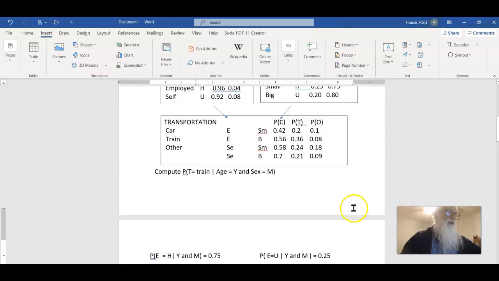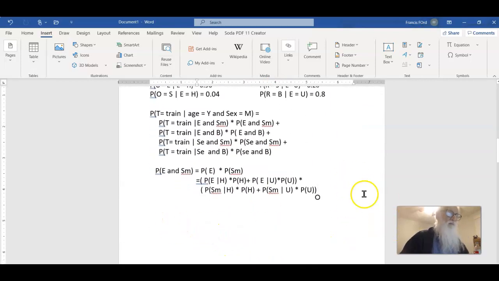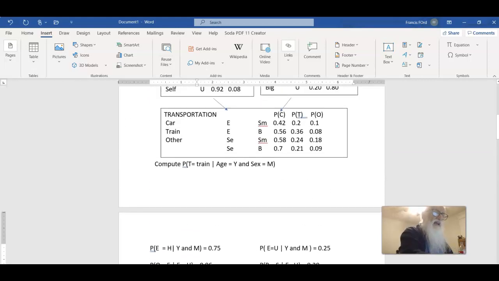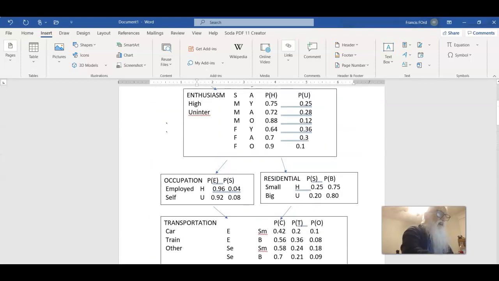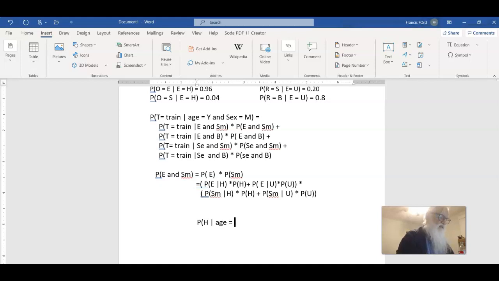Well, now it gets more complicated. The probability of H depends on age and sex. So we want the probability of H, given that we know the age is young and the sex is M. I'm a little concerned here. I think I skipped an item here. No, I didn't. Given that the age is young and the sex is male.